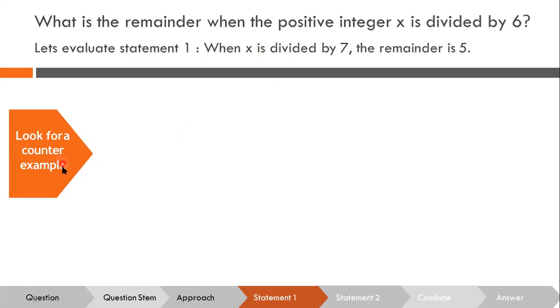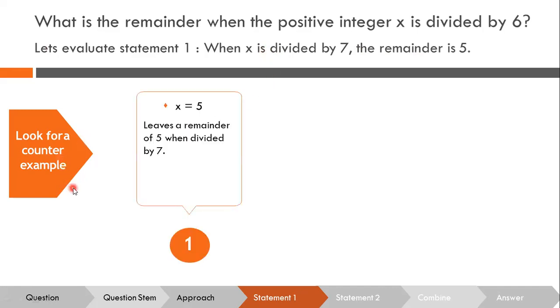Look for a counterexample. Okay, the x is 5. X is 5. It leaves a remainder of 5 when divided by 7. Am I right? So it's a mathematical operation. If you are just thinking about that x is 5, divide this, you will get 5 as the remainder. It leaves a remainder of 5 when divided by 6.